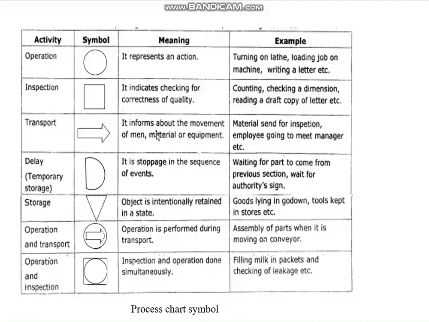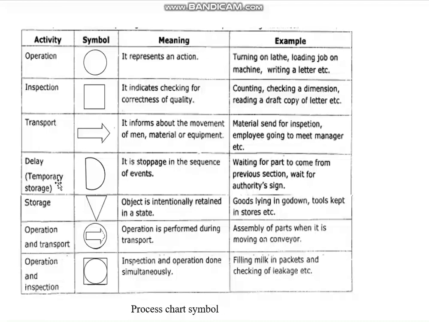Next, transport. Transport informs about the movement of men, material, and equipment. Examples are material is sent for inspection, or the employee is going to meet the manager. These are some examples of transport. Here it is material transport, and here it is man transport. Even if he himself is walking, it is still treated as transport. Transport doesn't mean that he should be sitting on something and going.